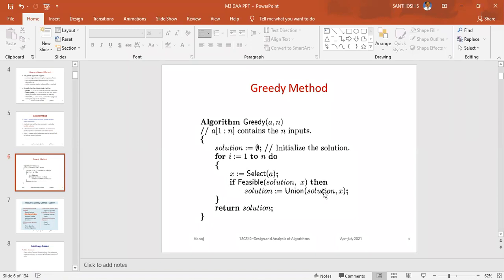So totally you put all the union and you find the minimum one or the maximum one. That one we call return solution, that is the optimal solution. So the first solution is the feasible solution. The second solution is the optimal solution. So this is the concept.